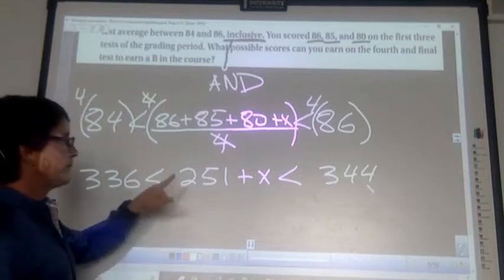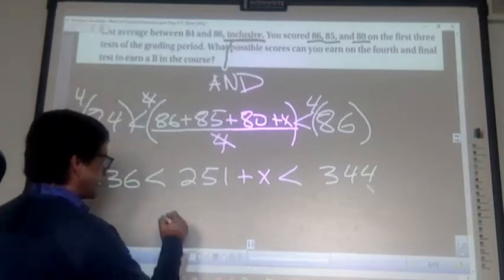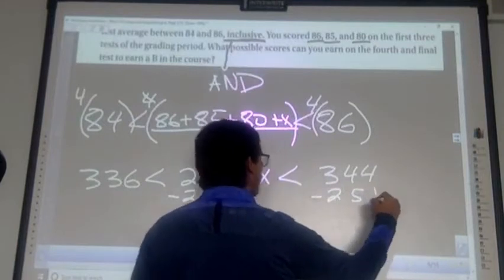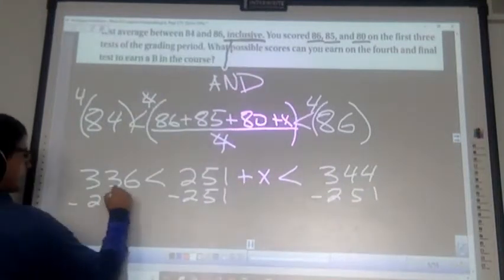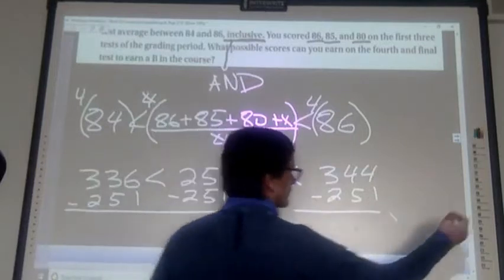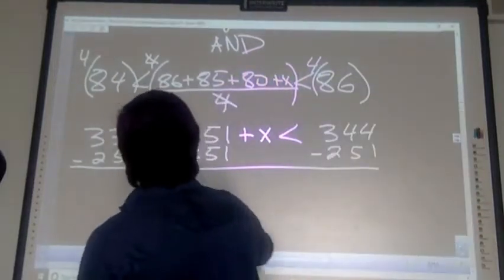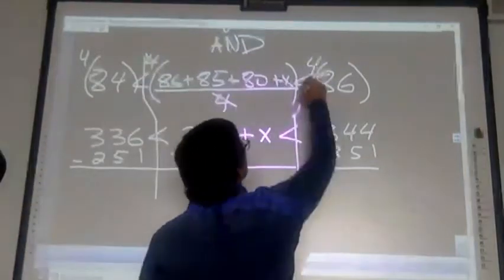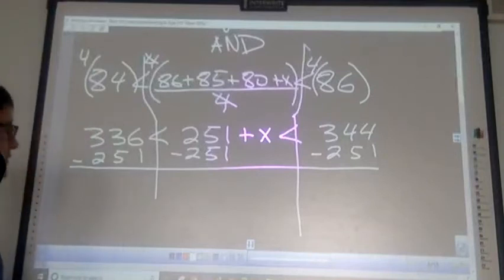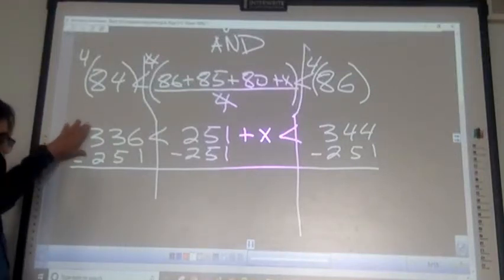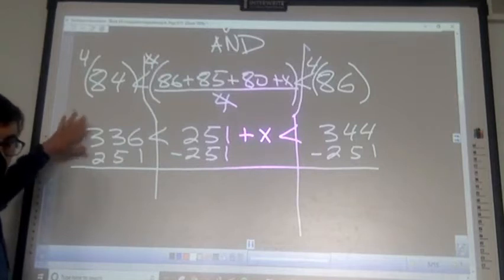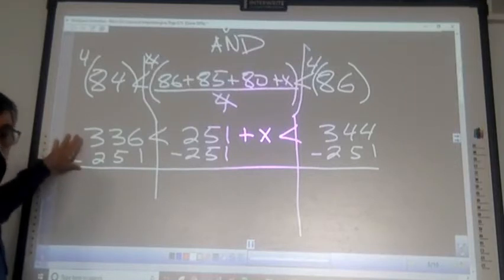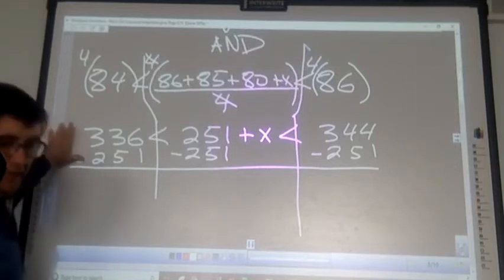Okay, so all I have to do now is subtract 251 from all three parts. If I'm drawing the lines down the inequalities, that's the way it goes. Make sure you do it to all three parts. Now I can subtract this in my head and think it's 85. What drives me crazy on your quizzes and tests is when you subtract wrong and then you don't realize. So I think it's 85.